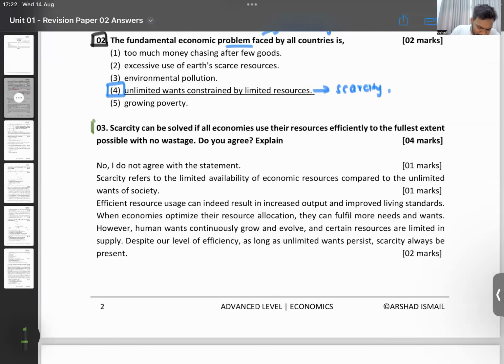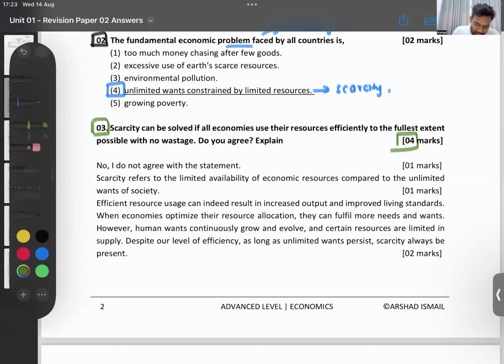Okay, question 3. Question 3 says, scarcity can be solved if all economies use their resources efficiently and to the fullest extent possible with no wastage. Do you agree? Explain. Broadly, do you agree with this? Can you solve scarcity if you use your resources very efficiently, with no wastage? You can't. Now, this is a 4-mark question, and how are you going to get these 4 marks?